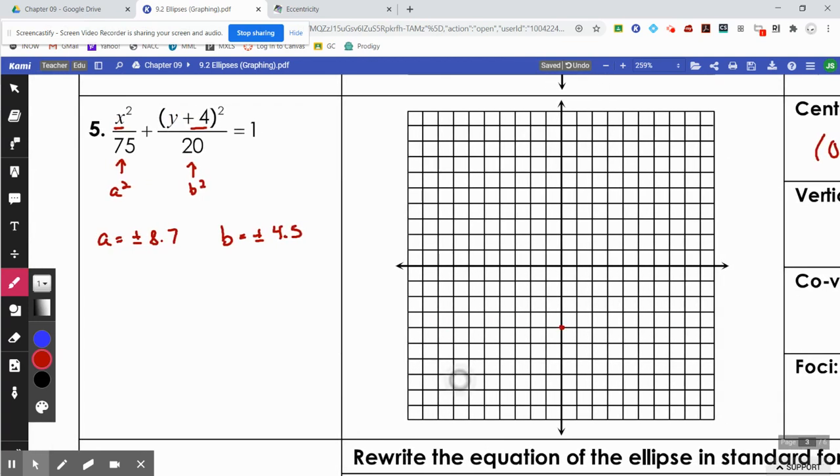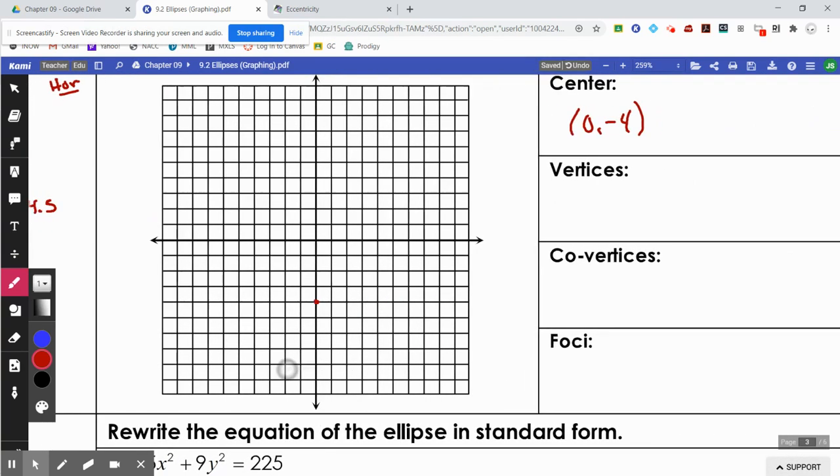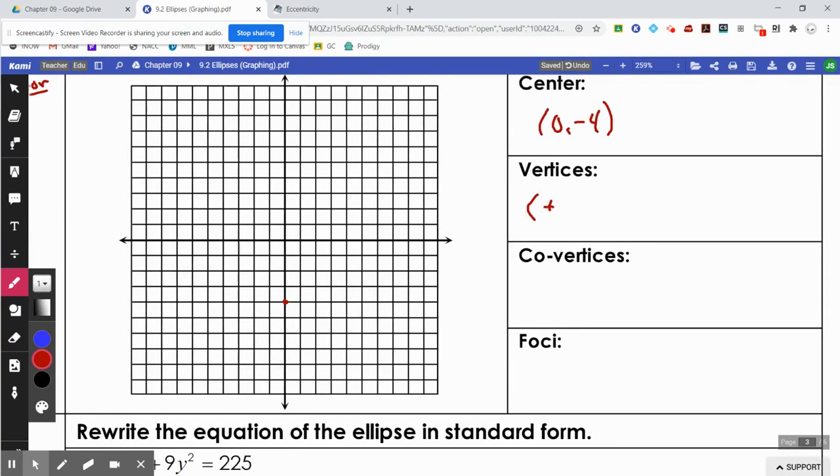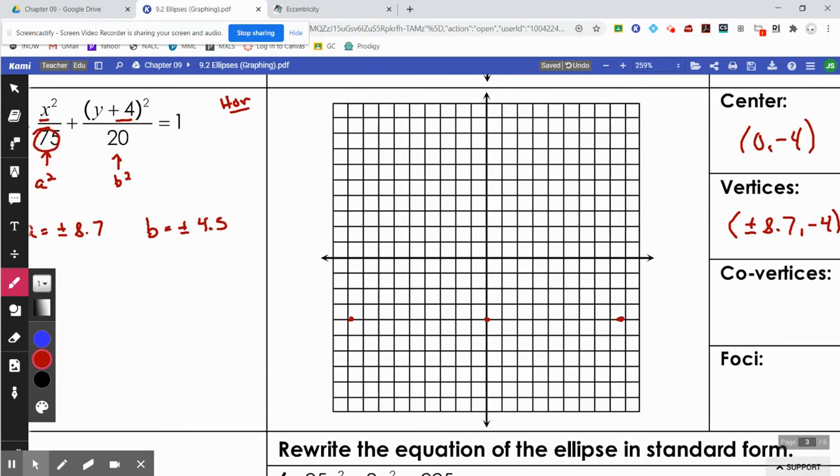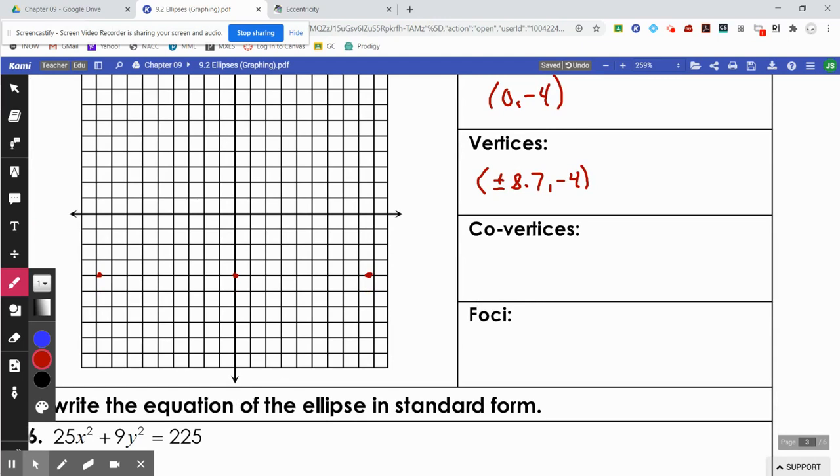So therefore, since the larger number is under x, this is going to be a horizontal ellipse again. So we're going to go right and left 8.7 to get our vertices. We can just do our plus and minus there. So that's going to be located somewhere right in there and right in there. We're going to go up and down our b value of 4.5. So that's going to be located at 0, if you go up 4.5, you get 0.5. If you go down 4.5, you get -8.5. So let's go ahead and plot those points.